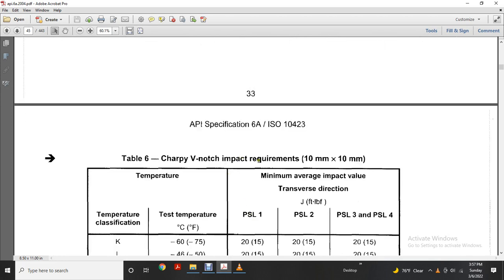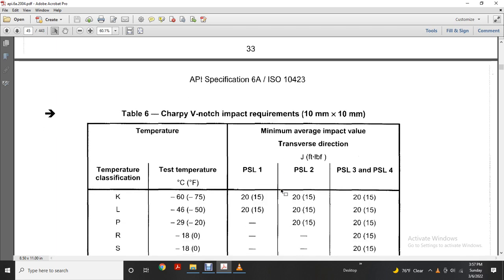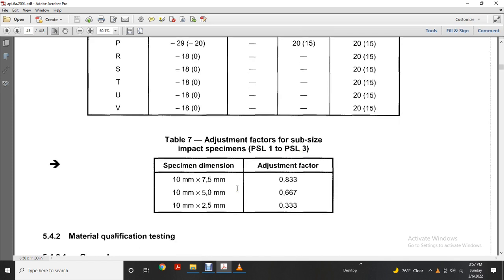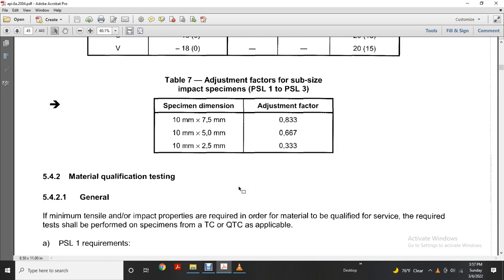Chart V-notch impact requirements, temperature classification test, temperature, product specification level 1, 2, 3, and 4, with the minimum average impact, transverse direction. Table 7, adjustment factor for subsize impact specimens, product specification level 1 and 3, specimen dimensions and adjustment factors. Material qualification testing shows the minimal tensile and impact properties required in order to qualify the material, with the tests performed and specified with the TC and QTC as available.